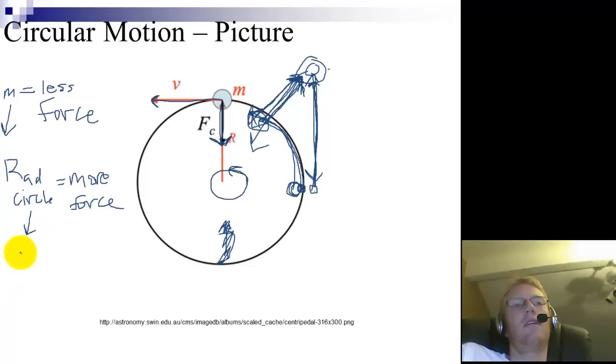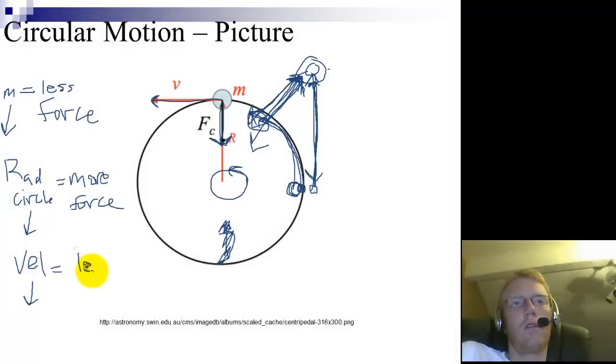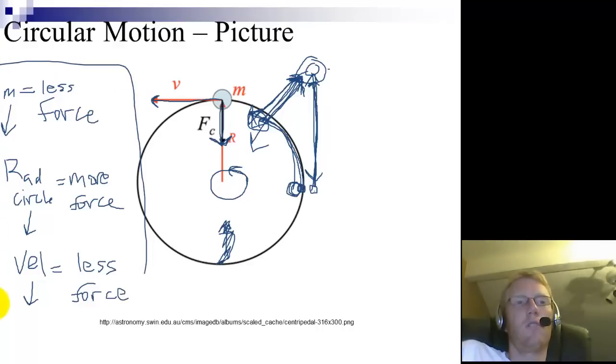And lastly, what if the velocity goes down? If you decrease the velocity, you're going slower. Well, I hope this one is pretty clear also. If you're going slower, it's not going to require as much force to turn. So this is what our intuition tells us, or this is what my intuition tells me, so hopefully yours matches, or after I've explained it, it seems reasonable to you.